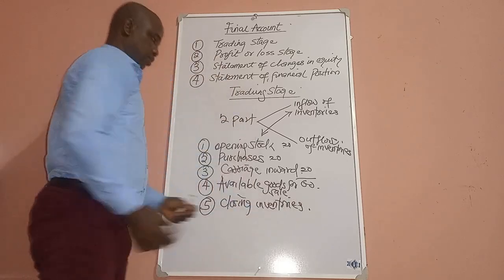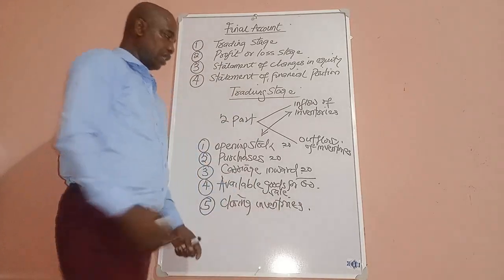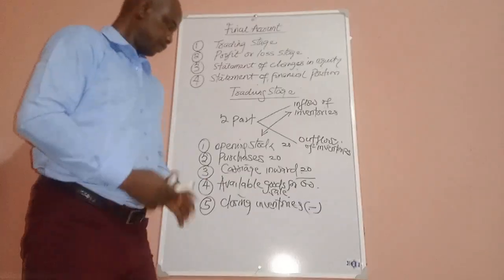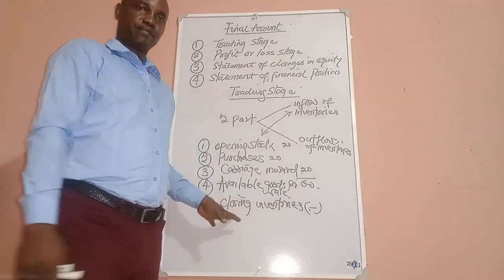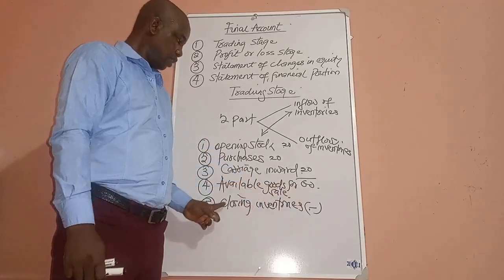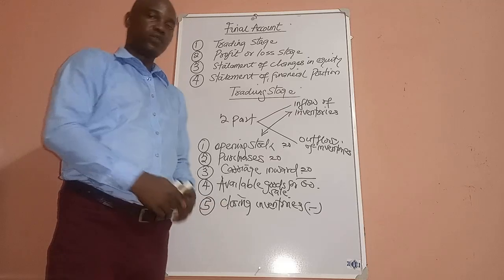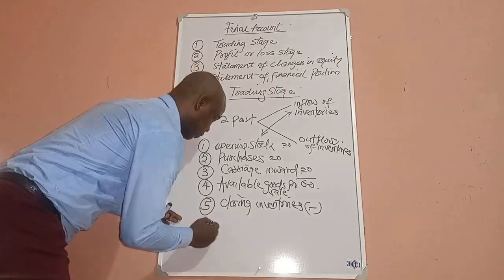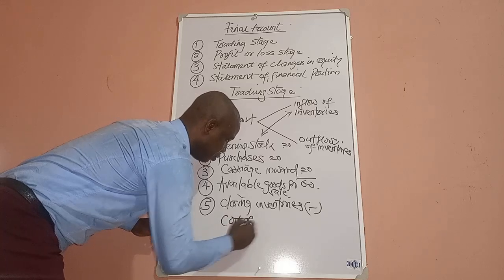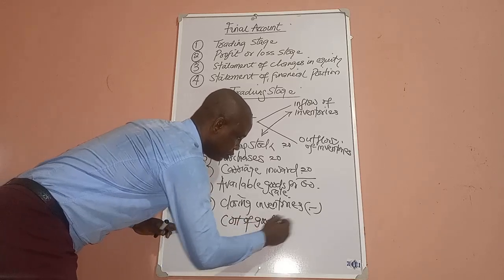Just as we have opening stock, we have the closing inventory. This closing inventory is a negative. Why is it a negative? Because you have not sold them. They are still in the store. So when you deduct it from the available stock, you now get the cost of goods sold. Because the last bus stop under this is cost of goods sold.